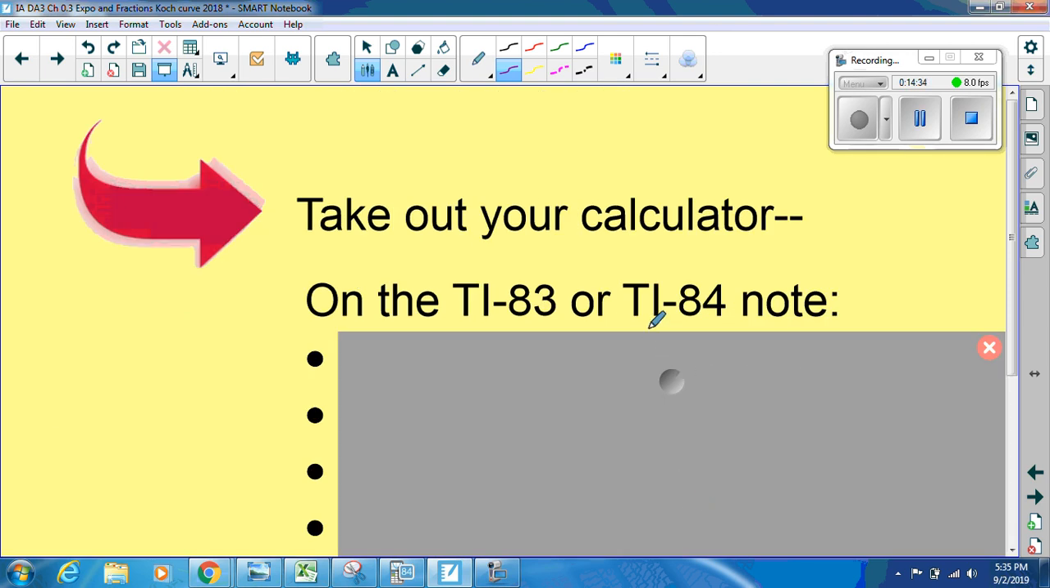And we're going to skip the calculator part for now. So we're going to get to work in class with the practice.